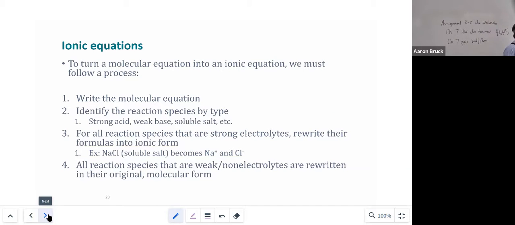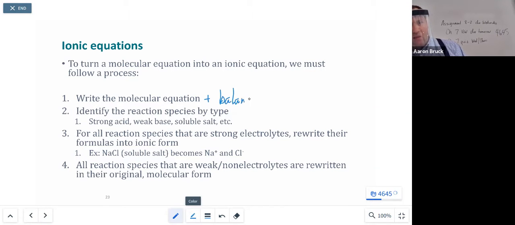But the first thing that we do is the same that we've always done. We start with the molecular equation. We're going to add one little note to this. Start with the molecular equation and balance it. Ionic equations are pretty useless to us unless they are balanced. More on that in a minute. From the molecular equation, you do exactly what you did in that assignment on Friday night. You classify. This is an acid, this is a base, this is a salt, these are the types that we're dealing with.